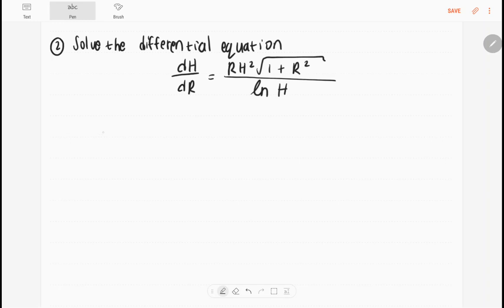So then I have ln of h over h squared dh equals, and then I have r multiplied by the square root of 1 plus r squared dr on the right. So I integrate on both sides. So let's just look at how we're going to solve these two integrals. I'm going to do the one on the right first.